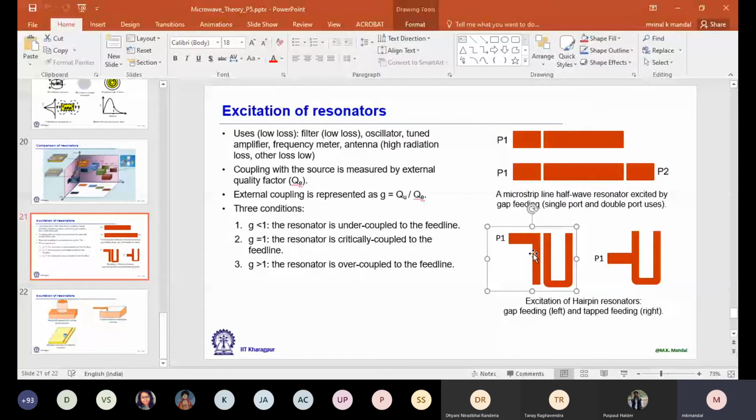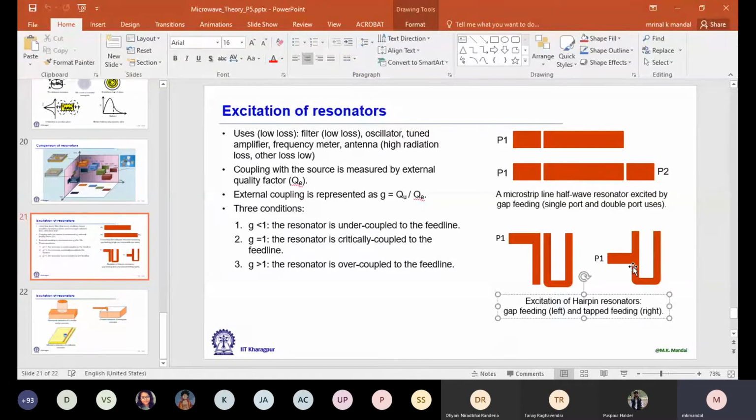We can also directly connect the input feed line to this resonator. We call it tap feeding. Now, how does it look? Is all the power transferred from the feed to the resonator? No, that is not the case.